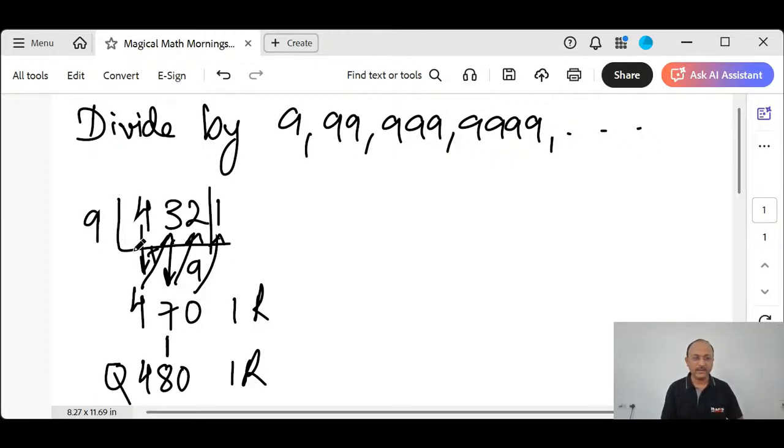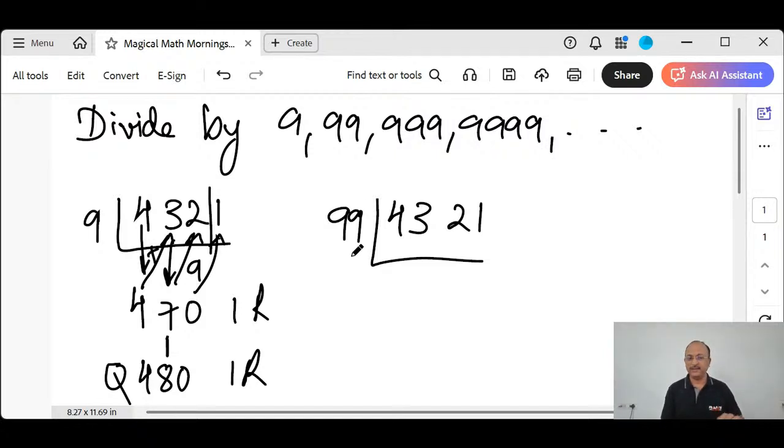Now let us take the same number, 4321, and let's divide by 99. 99 contains 2 digits. Earlier 9 contained only 1 digit. Therefore 2 digits means we'll remove 2 numbers at the end. Then we'll make the numbers into groups of 2. And a group of 2 numbers we'll bring together. 43 if you bring down, it will come as a part of the quotient.